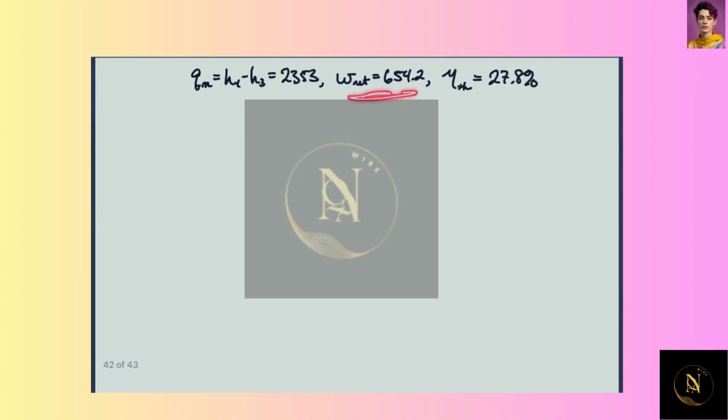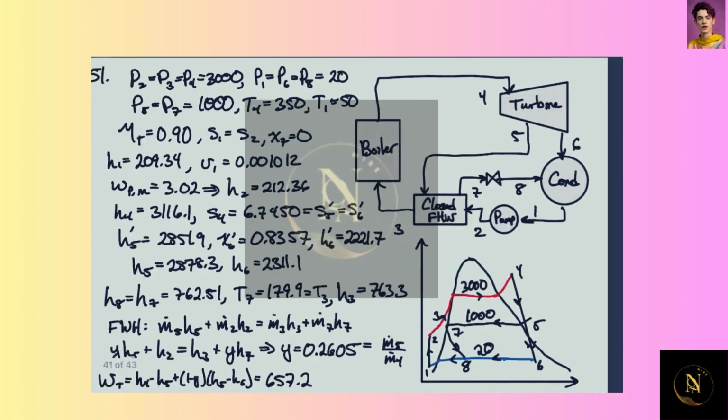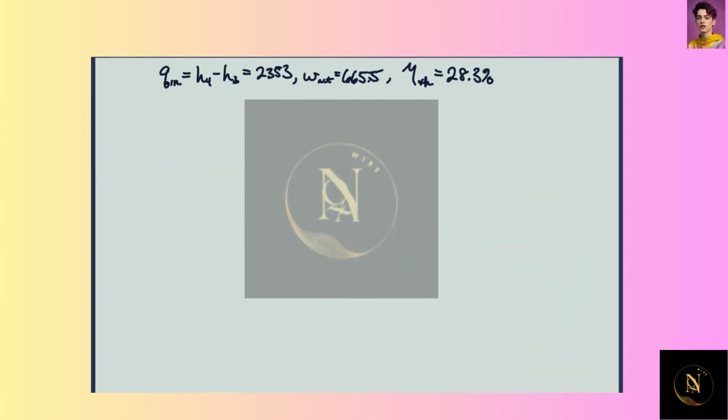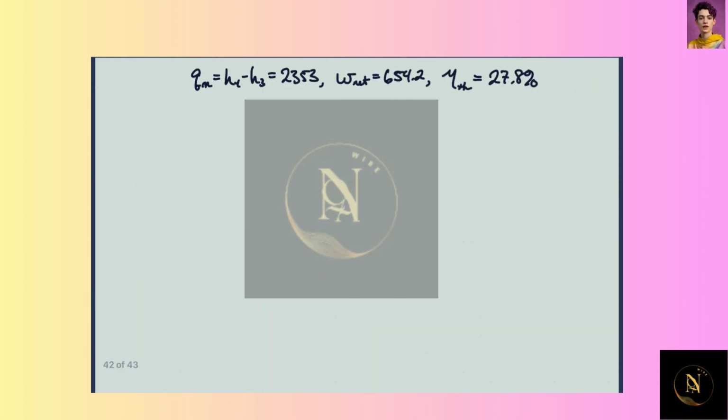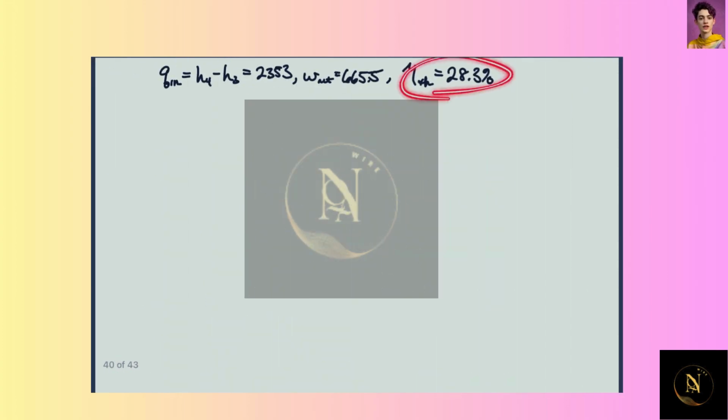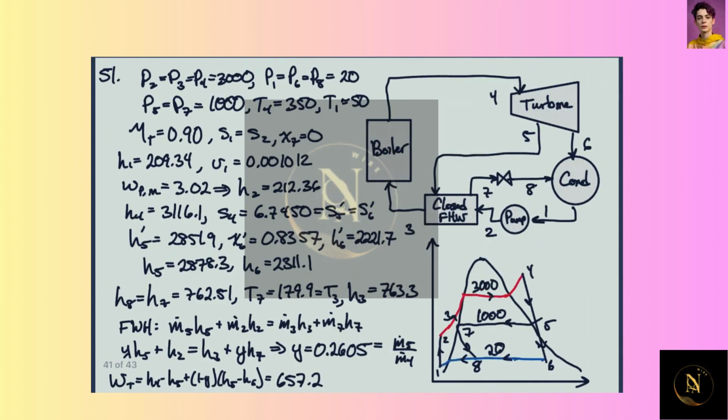So this drops to 654.2 as opposed to 665.5. And so the efficiency drops to 27.8% as opposed to 28.3%. So subcooling this is not good. We want to actually just keep it right here at the boundary so that we just have a saturated liquid going through the pump. So again, subcooling, not very good.